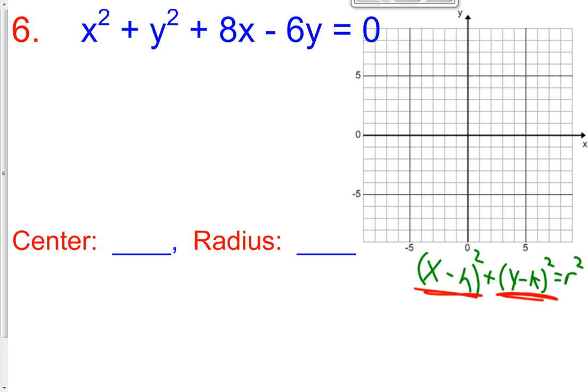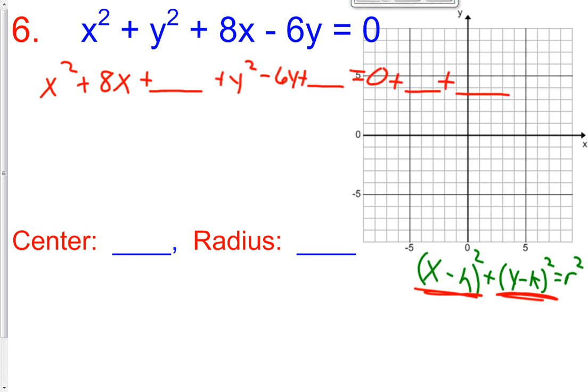So here's what I mean by that. Get the x's together, x squared plus 8x, and now we can have plus a blank. And then we can make that into a binomial squared. What's better than completing the square once? The answer is completing the square twice, of course, because you're going to do the same thing for the y's. So plus y squared minus 6y plus a blank. That equals 0 plus 2 blanks. If you have 2 blanks on the left side, you're going to have 2 blanks on the right side.